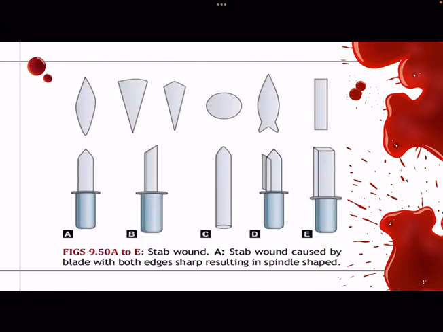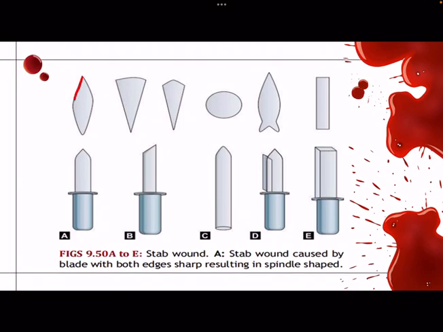So what are the different types of weapons used in stab injury? The knife has two edges, and both edges are sharp. Then what type of wound can it result in? It can produce a spindle shape stab wound. A knife whose one edge is sharp and the other edge is blunt can result in a wedge shape wound. So this is a wedge shaped wound, or teardrop shape wound. So this is a teardrop shape wound.